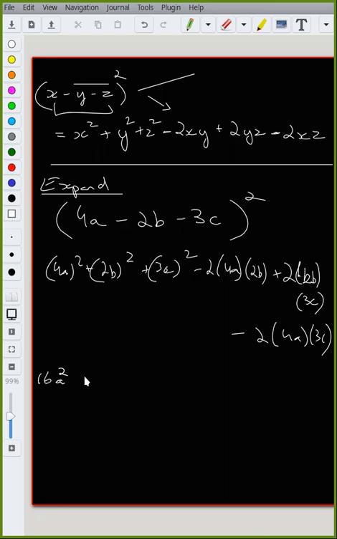4a, the whole thing squared, is 16a square, plus 4b square, plus 9c square, minus 16ab, plus 12bc, minus 2 4s are 8, 8 3s are 24ac, minus 24ac. Correct.